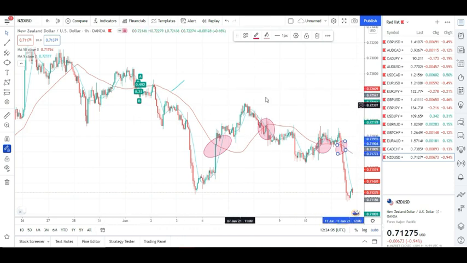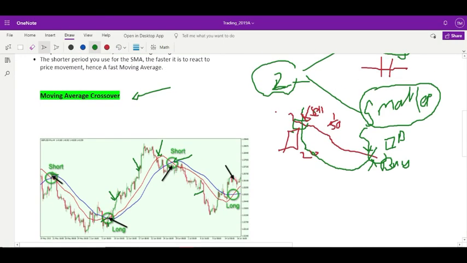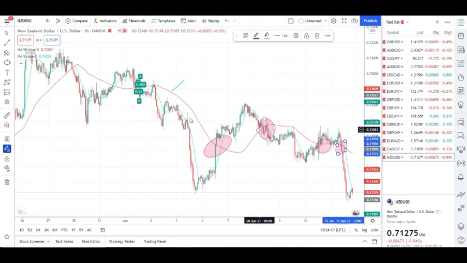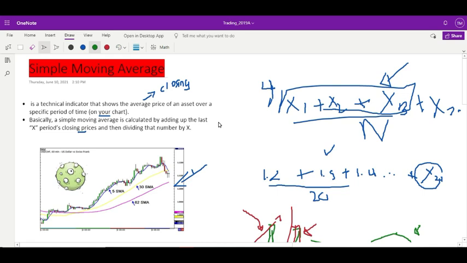So it's very important to understand this. That's how we use the crossover. That's what we call a crossover strategy, moving average, right? Very important concept. So you need to understand what's happening. I hope you have understood what I've explained. Let's go to our next slide.